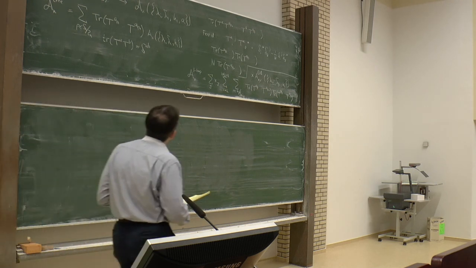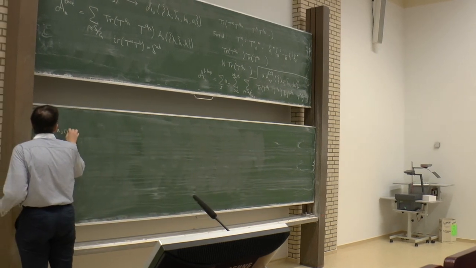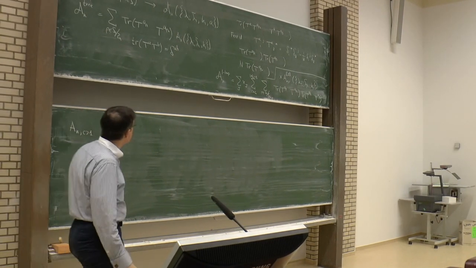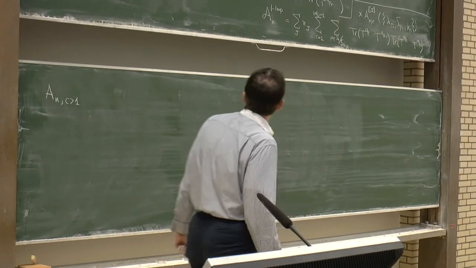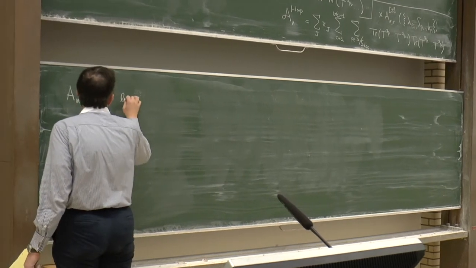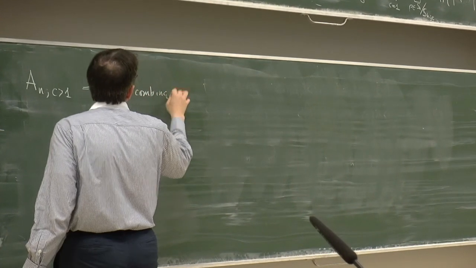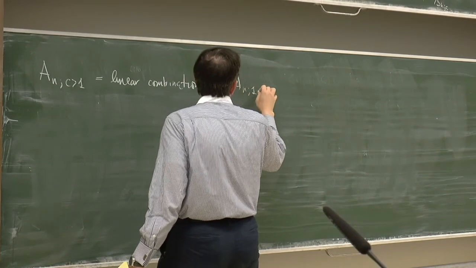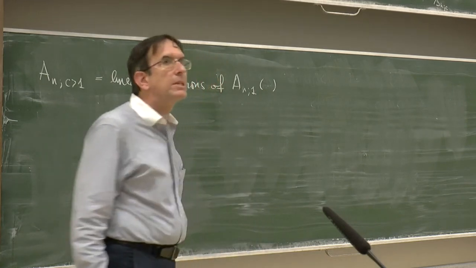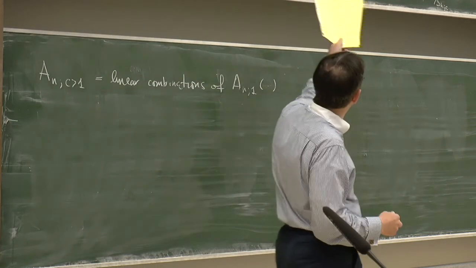Now, it turns out that the amplitudes with C greater than 1, so the things that are in a certain sense subleading in color, are actually linear combinations of amplitudes with C equals 1 and different permutations of arguments. So leading and subleading in color here refers to the properties as you go to a large number of colors.